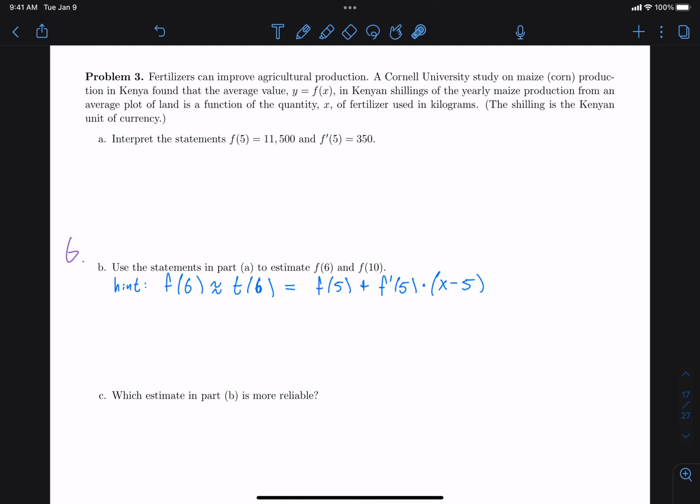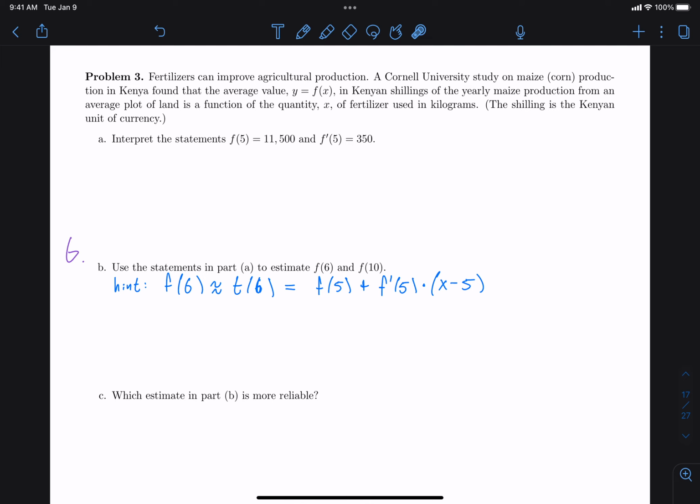Or is it 5 shillings for? It's definitely 5 kilograms of fertilizer. 5 kilograms of fertilizer. Okay, so 5 kilograms produces 11,500 shillings. Whatever. Yeah. Okay, I interpreted that.